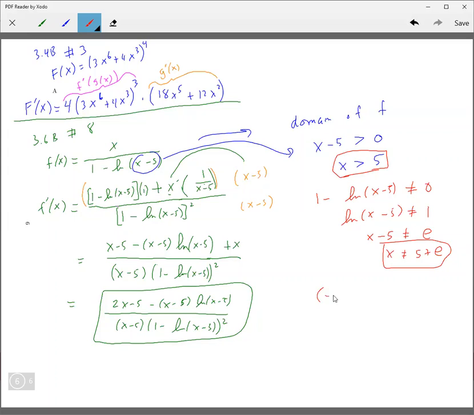So you can write that as going from 5 to 5 plus e, and then union 5 plus e to infinity. So that's how you remove the 5 plus e from this interval here.